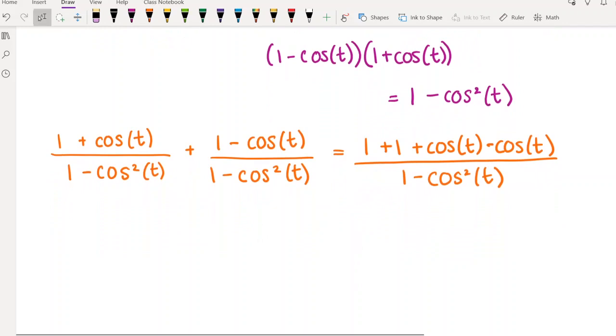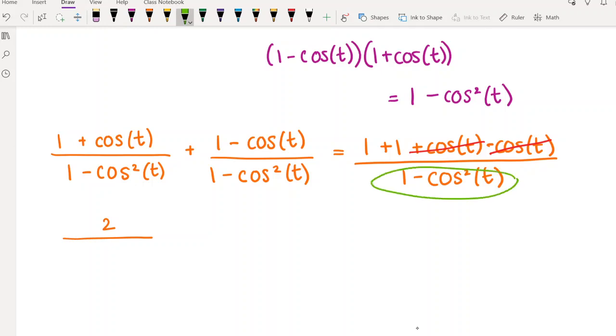So the cosines are going to cancel out, right? We have a plus and we have a minus, and so we're just left with 2. And then the denominator, well, this is another Pythagorean identity, right? We already have seen ones like this. The Pythagorean identity tells us that because cosine squared plus sine squared is equal to 1, 1 minus cosine squared of t is equal to sine squared of t. And so we can rewrite this as 2 over sine squared of t.